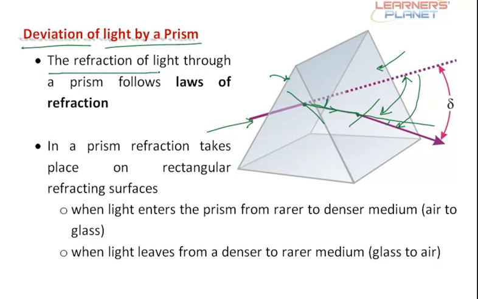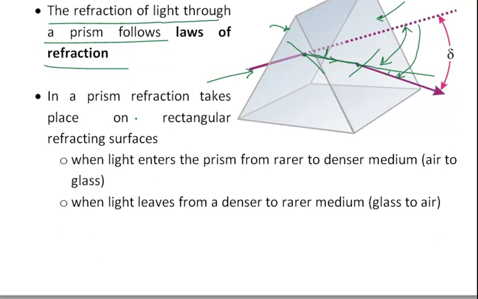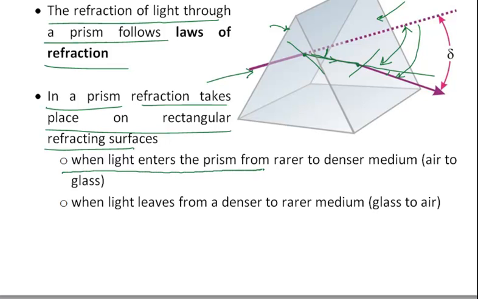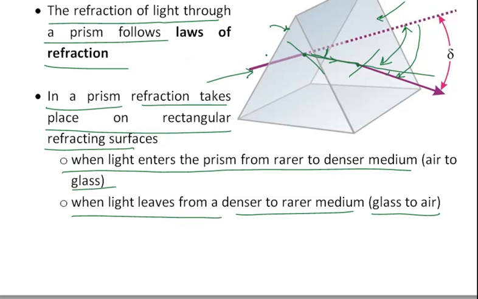Now the refraction of light through a prism follows laws of refraction. Okay, but the laws of refraction have to be applied twice because two refractions are involved. Now in a prism, refraction takes place on the rectangular refracting surfaces. First, when the ray of light is entering the prism from a rarer to denser medium, that is air to glass, and second, when the ray of light leaves from a denser to rarer medium, that is glass to air. Okay, so here when it is entering and here when it is leaving, so there are two refractions.